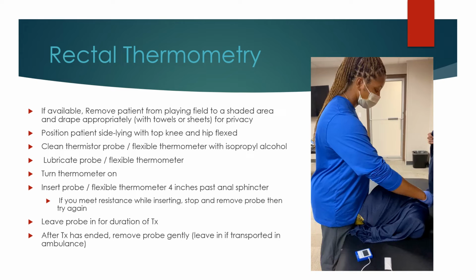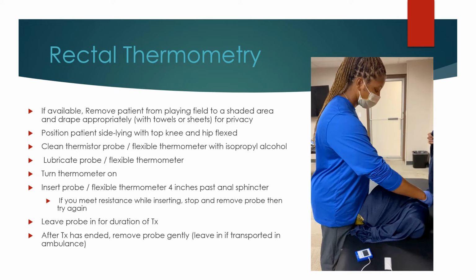When performing a rectal temp, remove the patient from the playing field to a shaded area and drape appropriately with towels or sheets for privacy. Position the patient side-lying with the top knee and hip flexed. Clean the thermistor probe with isopropyl alcohol. If needed, you can also lubricate the probe.